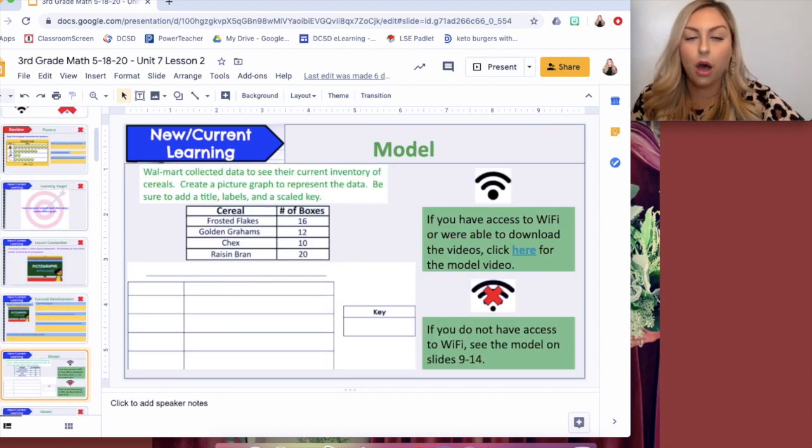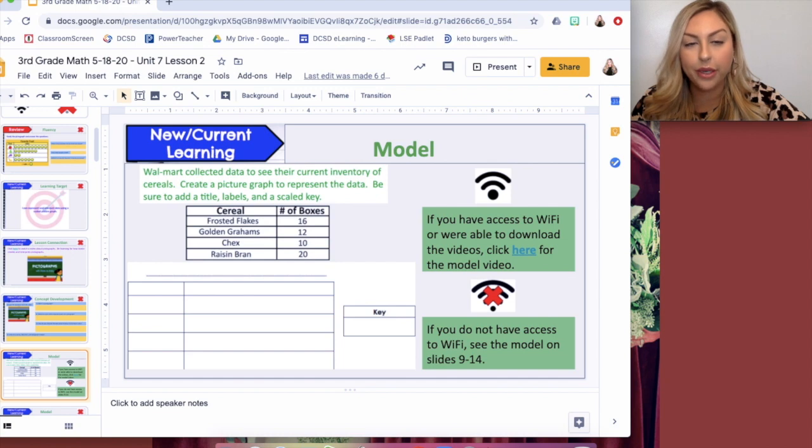All right, so here's the model. If you have internet access, you can click where it says click here, and you can watch Ms. Ricks work through these, or you can just stay in this video, and we're going to go through it on each of the slides. So it says Walmart collected data to see their current inventory of cereals. Create a picture graph to represent the data. Be sure to add a title, labels, and a scaled key.